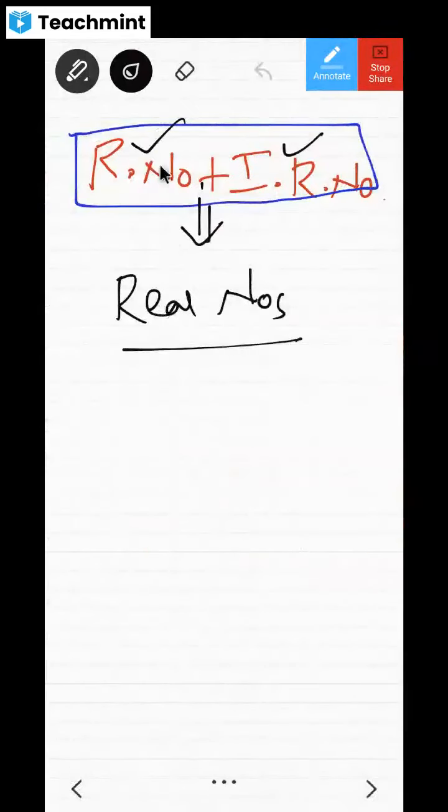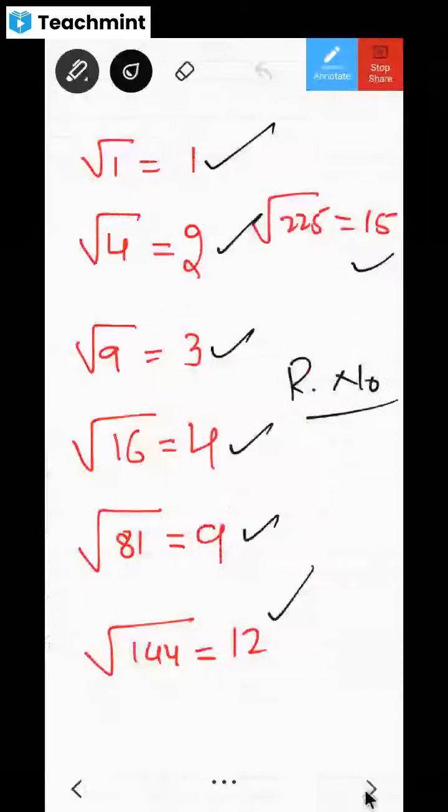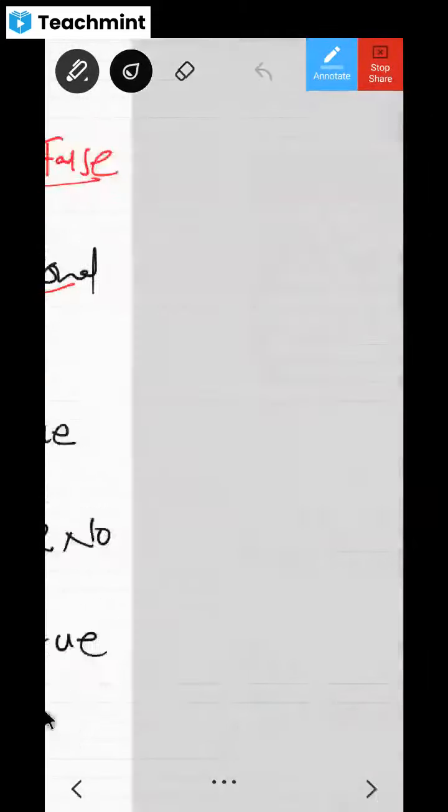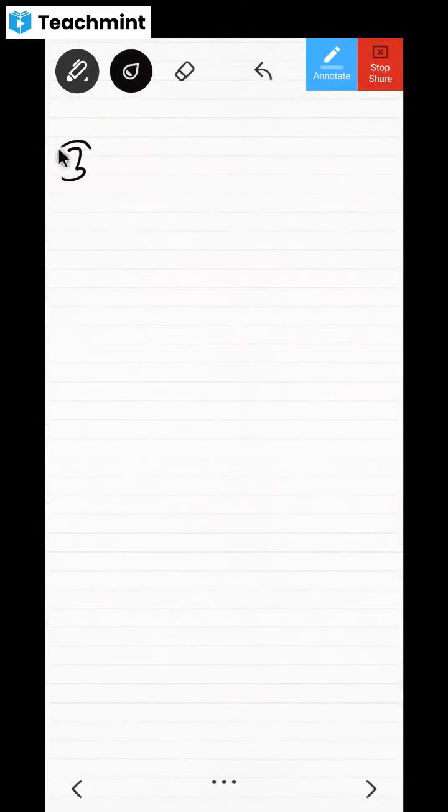Rational numbers and irrational numbers, if both of them are together, only then are they called real numbers. So, is every irrational number a real number or not? True, yes sir. So every irrational number is a real number. Okay. Now I will tell you one more thing.